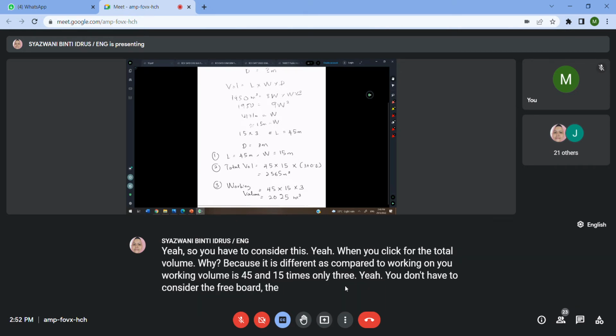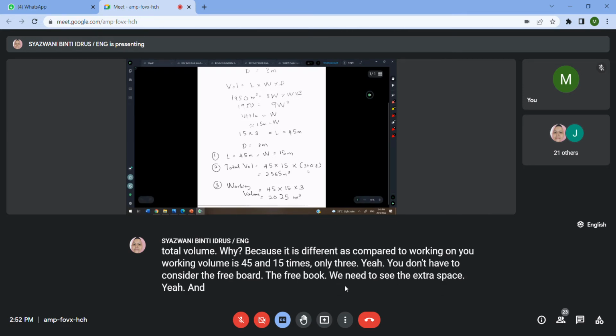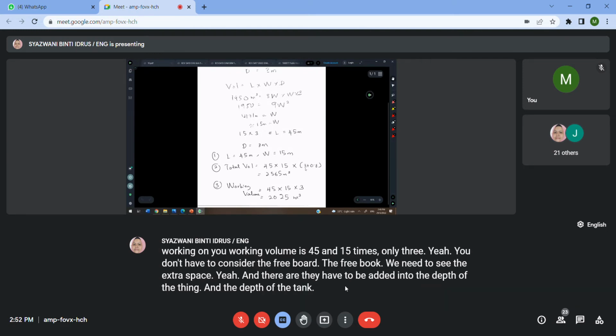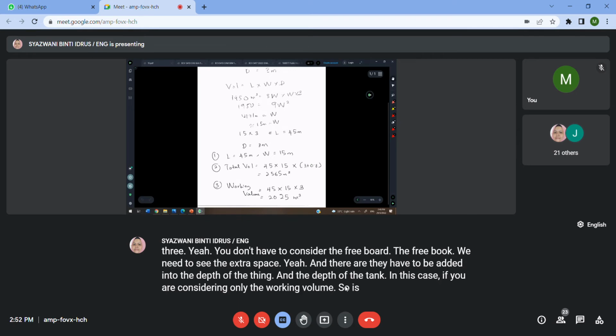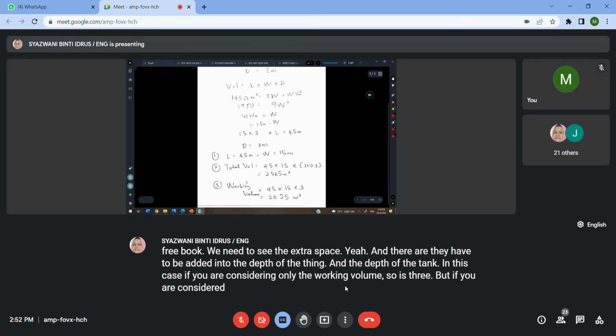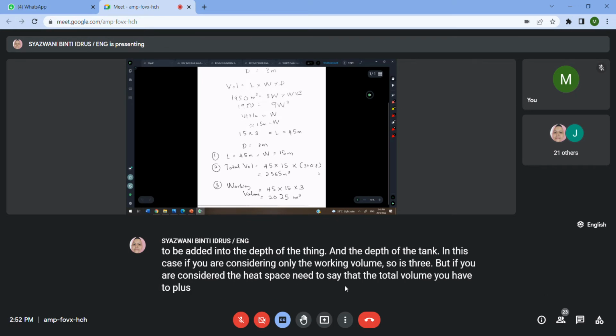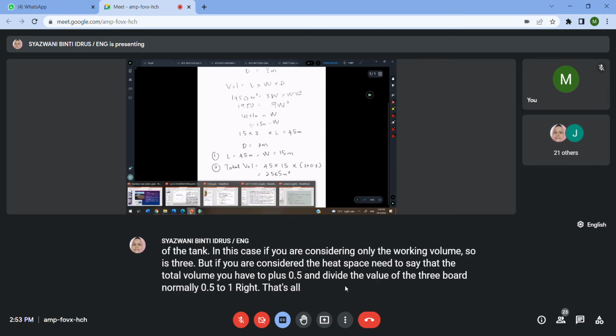The freeboard means the extra space that has to be added into the depth of the tank. The depth of the tank in this case, if you are considering only the working volume, is 3. But if you consider the head space, meaning the total volume, you have to add 0.5. The value of the freeboard normally is 0.5 to 1. Right, that's all for this chapter.